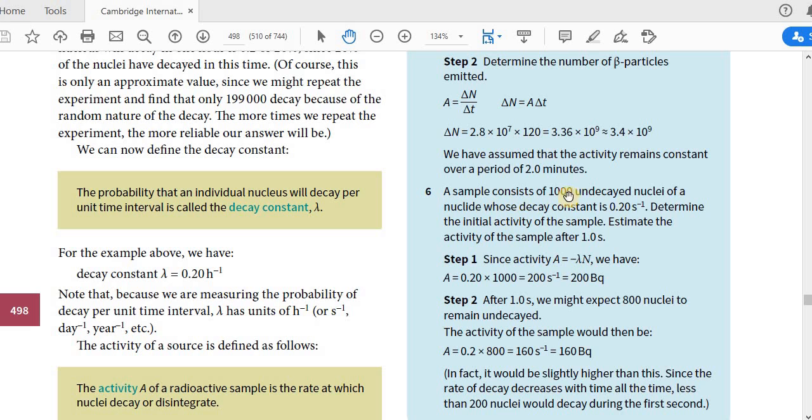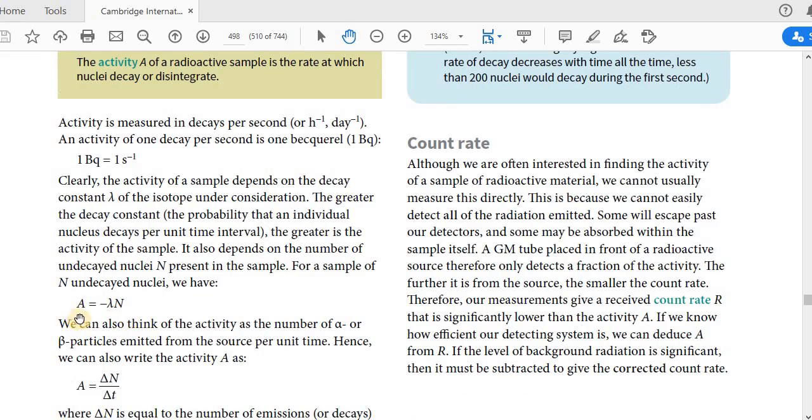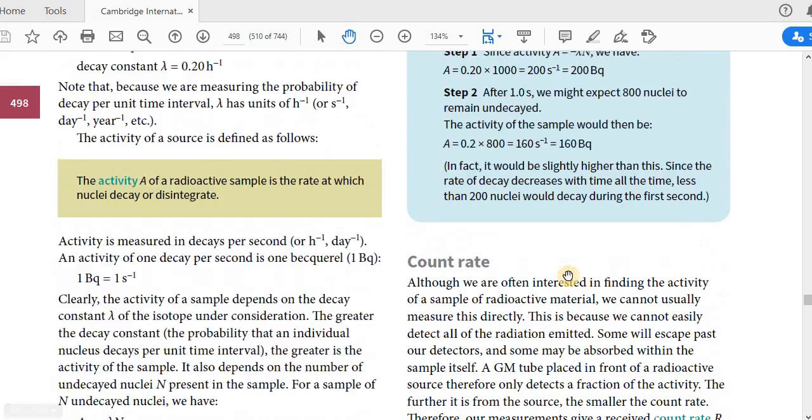Anyway, a sample consists of 1000 undecayed nuclei of a nuclide whose decay constant is this. Determine the initial activity of the sample, and estimate the activity of the sample after 1.0 seconds. So again, you can write the quantities that are given in the question and figure out which equation to use. This is the number of undecayed nuclei. Now which equation has that? This one. The equation that has activity and undecayed nuclei is this. This is the number of emissions or decays. Okay, so this N and this N are different.